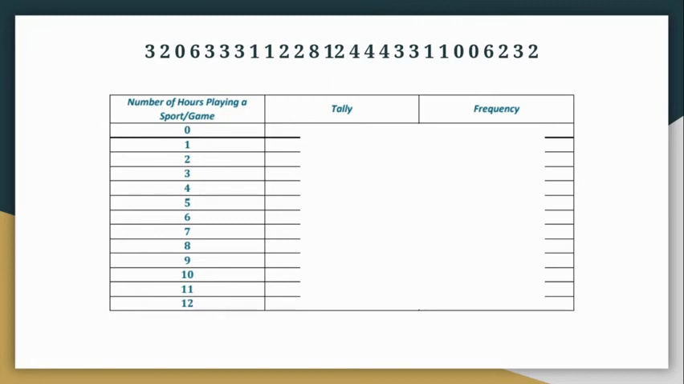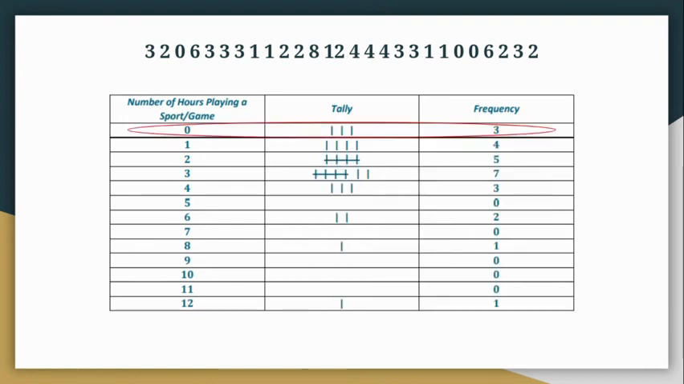Next, we're going to again determine our data range. In this case, our lowest value is 0, while our highest value is 12. We need to include every value between 0 and 12 as we set up our frequency table. Finally, we simply take a tally of the number of times each value appears in our dataset. We record this tally in number form in the frequency column.